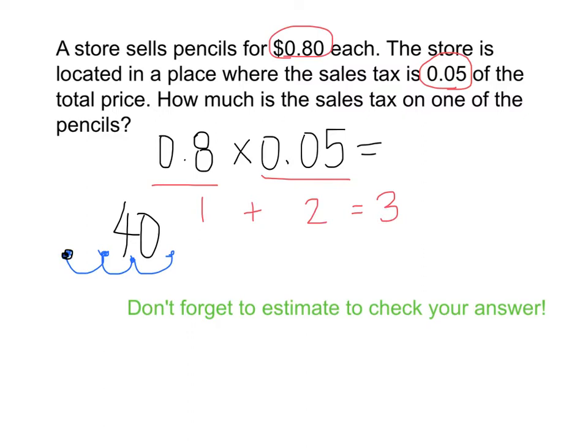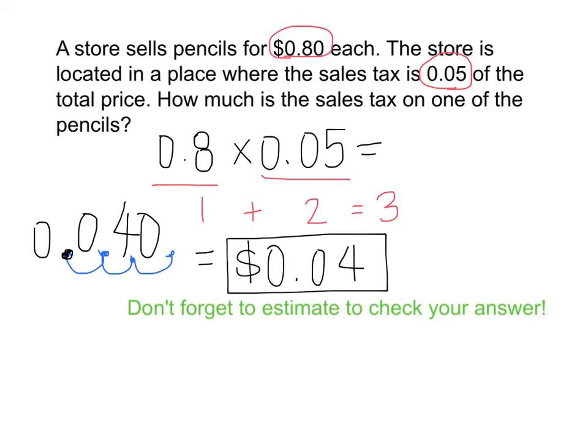But there's a blank space here. So what should I put there? 0. So our answer is 0.04 or 4 cents, right? That's how much tax you need to pay. So for every 80-cent pencil you buy, you have to pay an extra 4 cents of sales tax. What does it say in green?